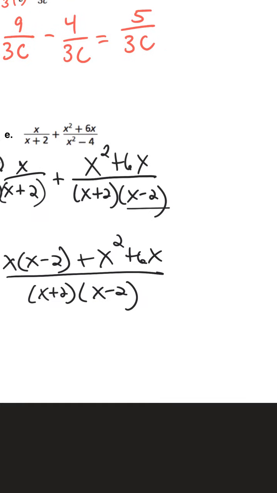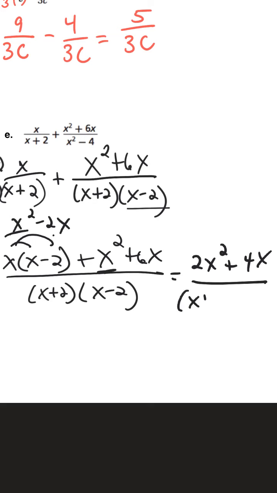I'm going to simplify my top here. This, if I were to distribute, is x squared minus 2x. So now this gives me on top 2x squared plus 4x. I combined my x squareds and I combined my x's, and this goes over x plus 2, x minus 2. I can factor the top because I can pull out a 2x.